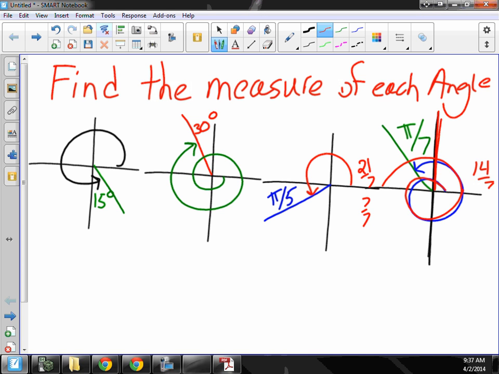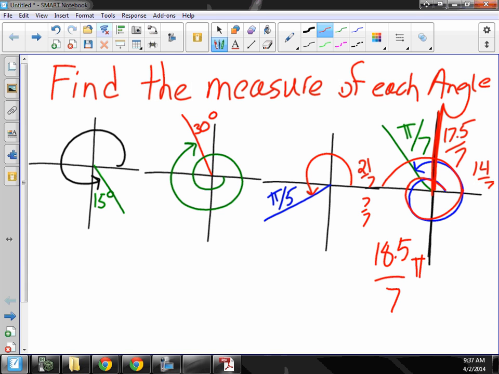Well, this axis is halfway between 21 and 14. So 3.5 more than 14. So the positive y-axis is 17.5 over 7. How much more than 17.5 over 7 are we looking at? One more. So 18.5 over 7 pi.